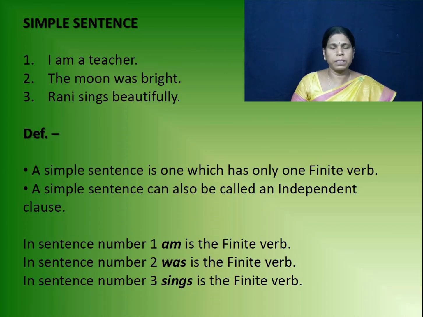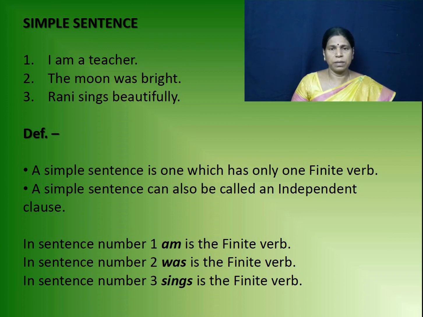Now let me explain what is a simple sentence. A simple sentence is one which has only one finite verb. A simple sentence can also be called an independent clause. Now look at the examples.